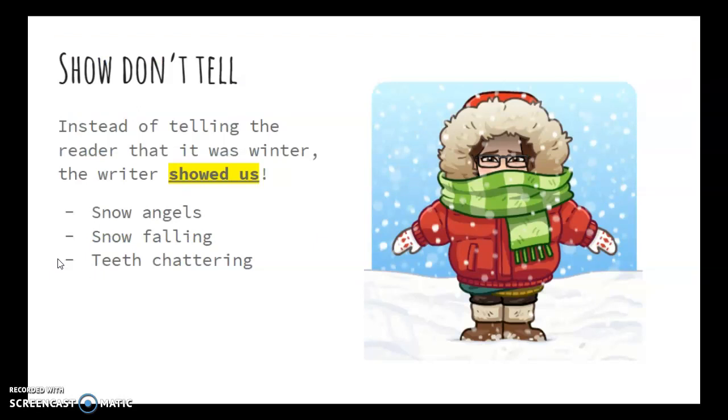Now, the authors who wrote both of these sentences showed us instead of telling us. Instead of saying it was winter, the writers showed us. They said snow angels. You can't have snow angels in summer. Snow falling, teeth chattering. Teeth don't chatter in summer. So this author showed us and did not tell us.